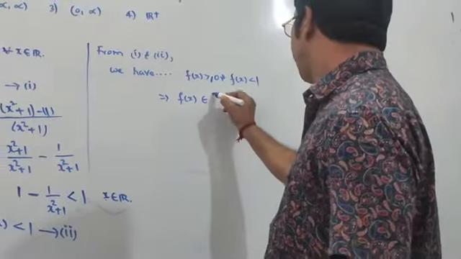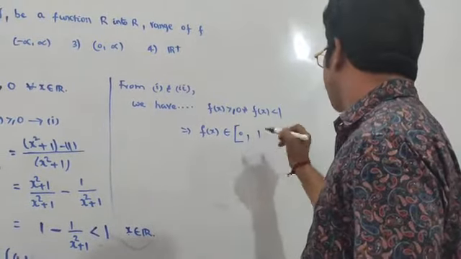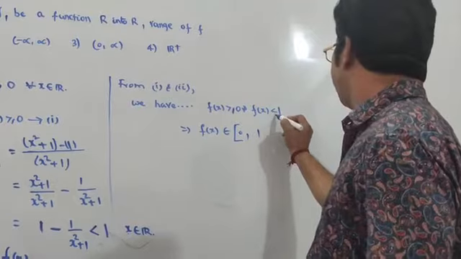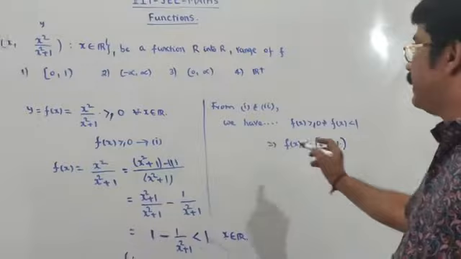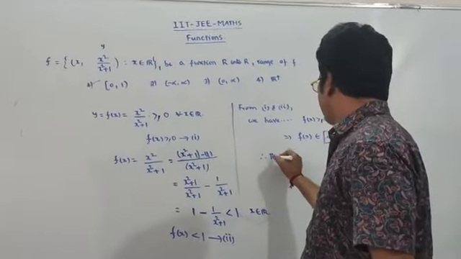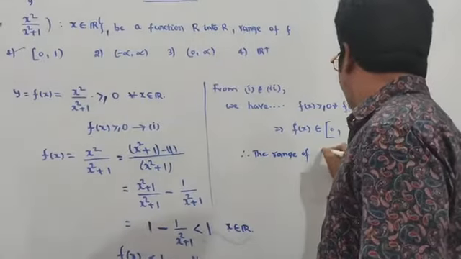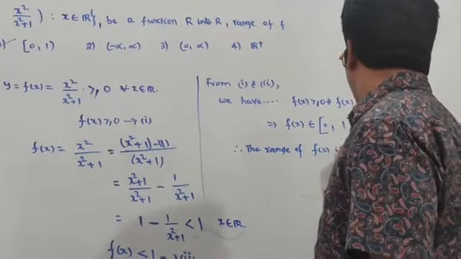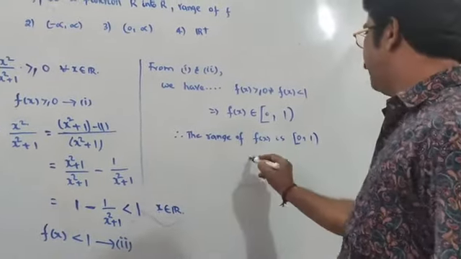That's why we are using the interval 0 comma, less than 1. We are not taking x equal to 1. That's why it should be an open interval. Thus the first option is right. Therefore the range of f of x is the closed interval of 0, 1.